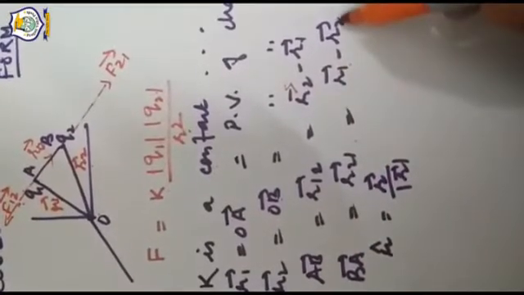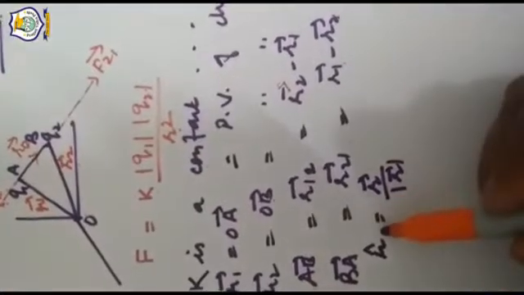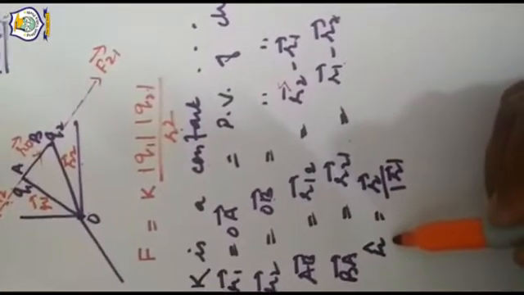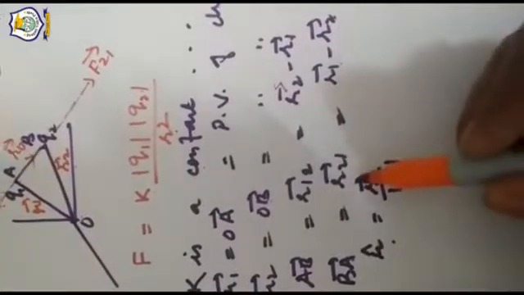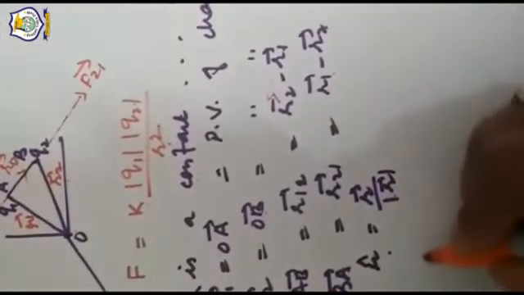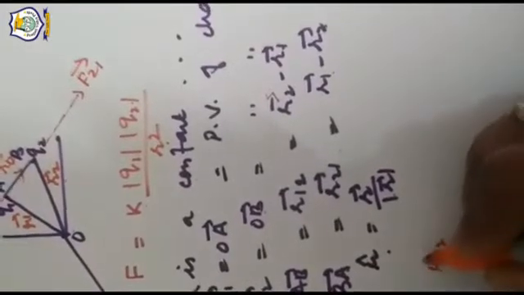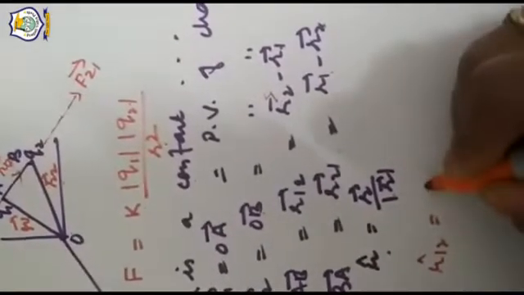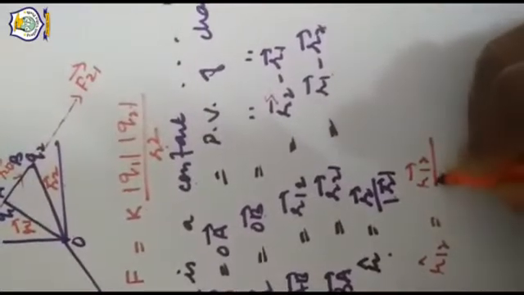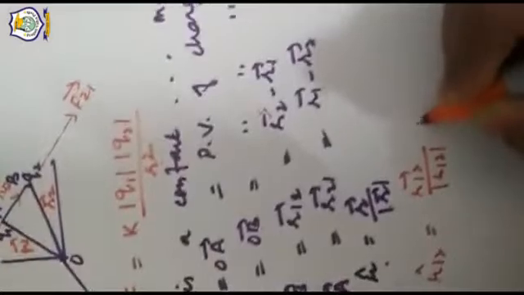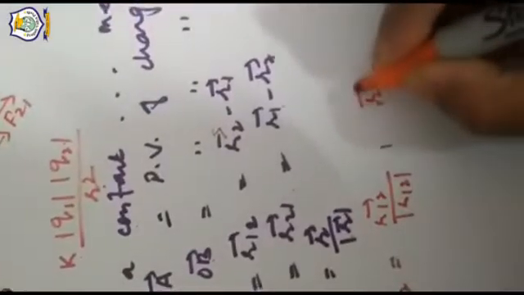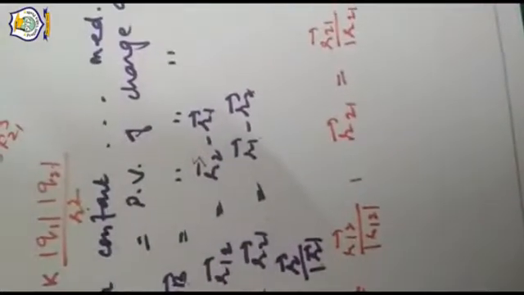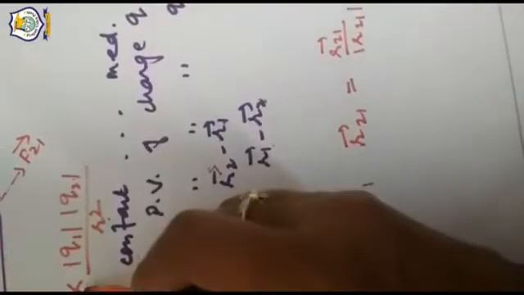Now, as we know the formula of the unit vector of R is equal to vector R upon modulus of R. So we can write the unit vector of R12 is equal to R12 vector upon modulus R12. Similarly, the unit vector of R21 is equal to R21 vector upon modulus of R21. Simple. Now, we have to write the Coulomb formula in vector form.